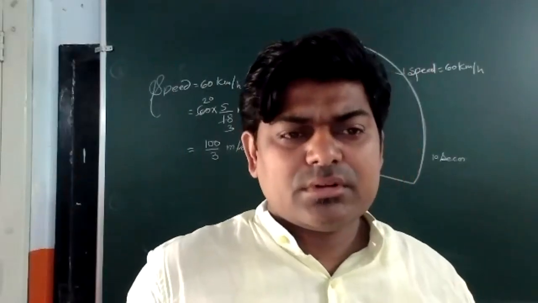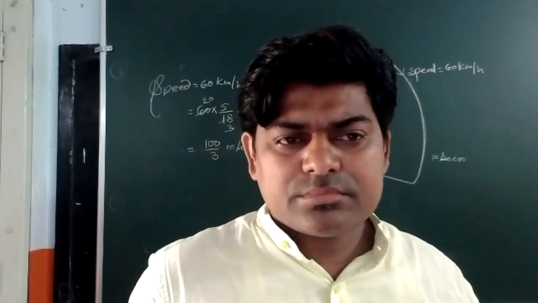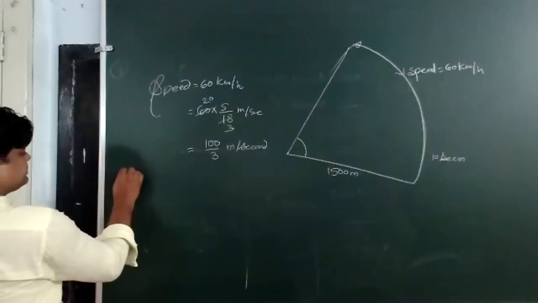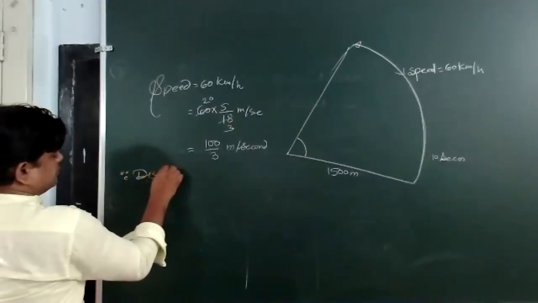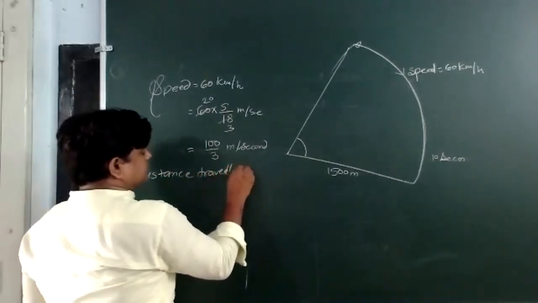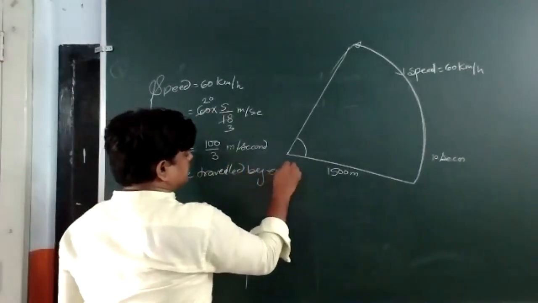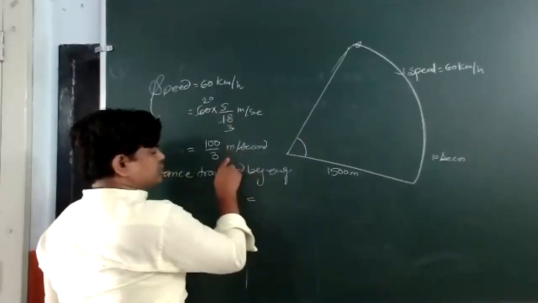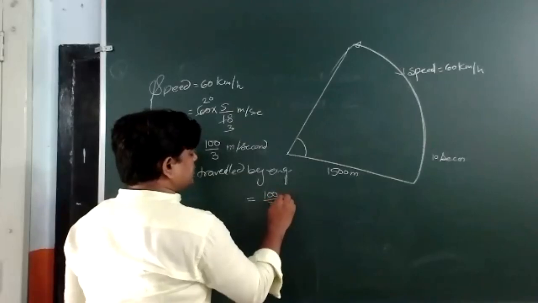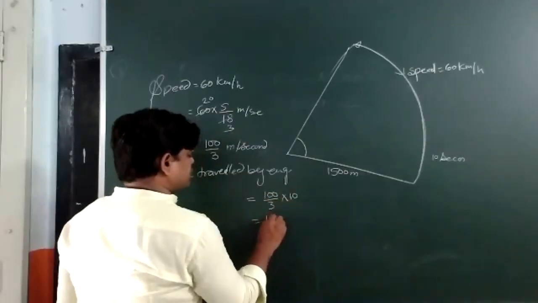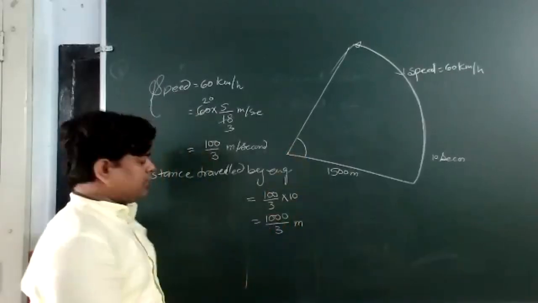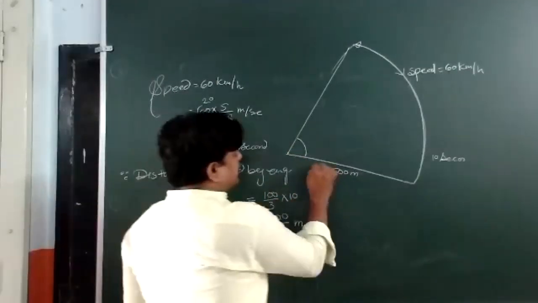What can I write? Speed into time. Say yes or no. Distance traveled by that is equal to speed into time. I may write 100 upon 3 into 10. That is equal to 1000 upon 3. And we have R given.